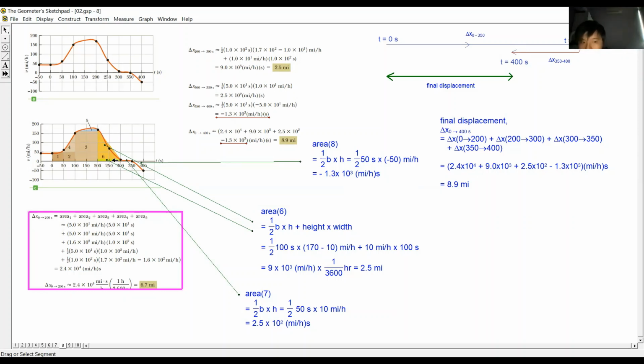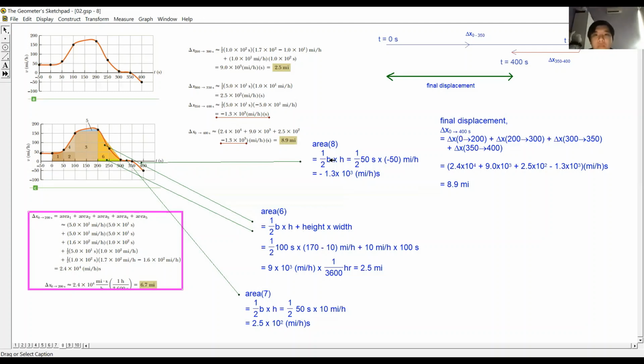The green color here, area number 7, is it? No, no. The green color is this one, it's still under area number 6, sorry. So it's actually a right angle triangle plus a small rectangle there. Then area number 7 is between this red line and the x-axis, or the time axis, very small, not enough to color it.